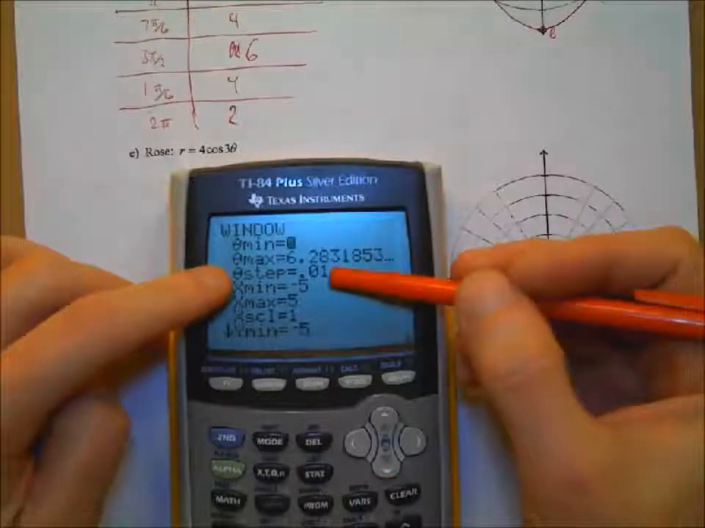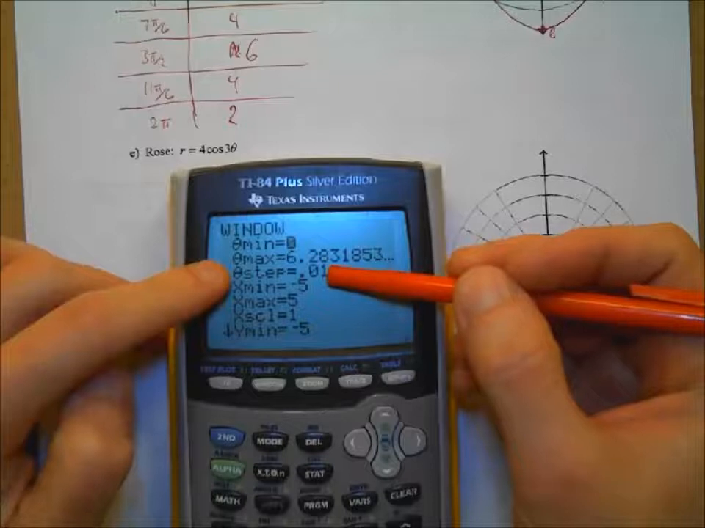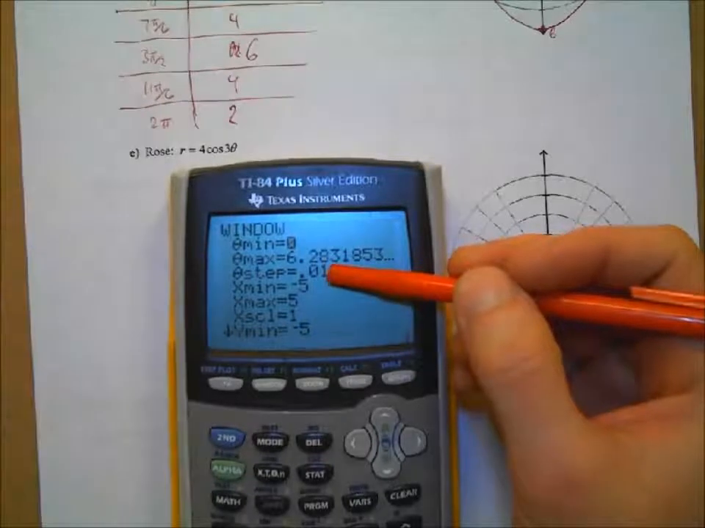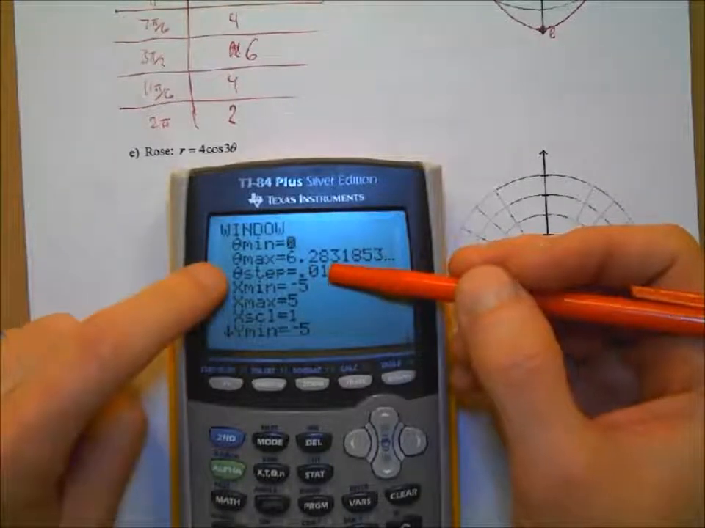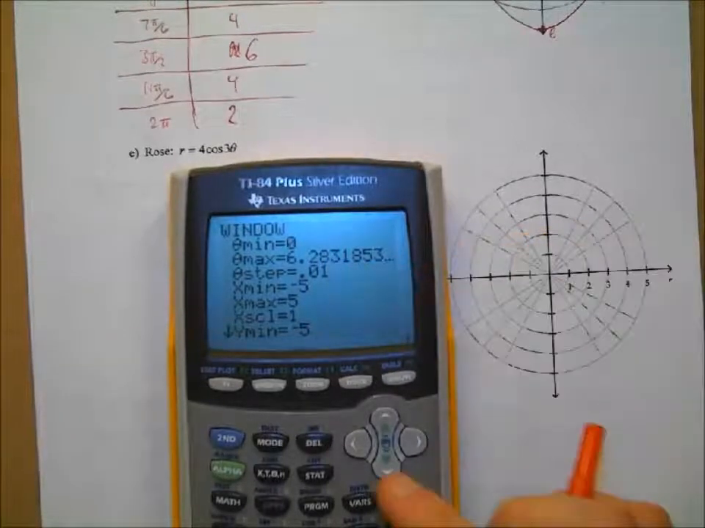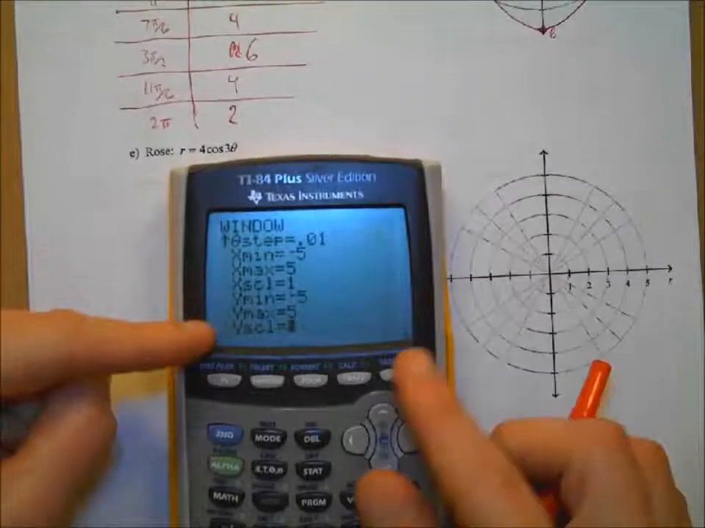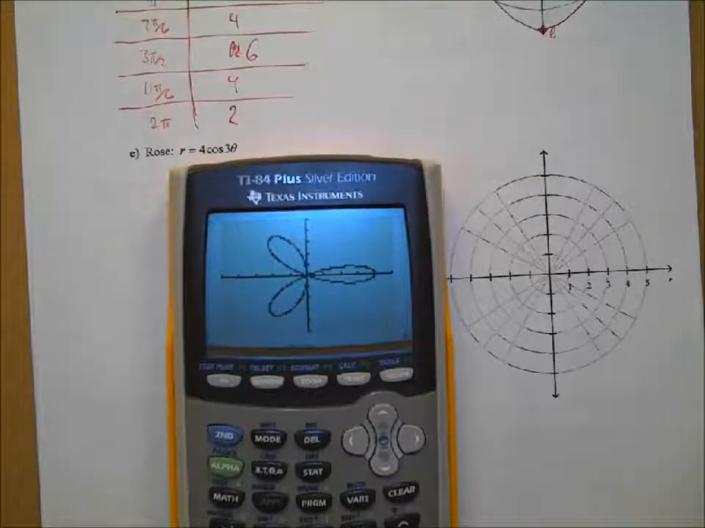Also the step, that's how I slowed down my graph. Normally the step is maybe pi over 12 or something like that. But if you make it a smaller step, it has to calculate longer, so that's why it slowed it down. And then of course here's how you adjust your x min, your x max, and your y min and y max, which is your left, right, and your up and down. So that helps you see that.